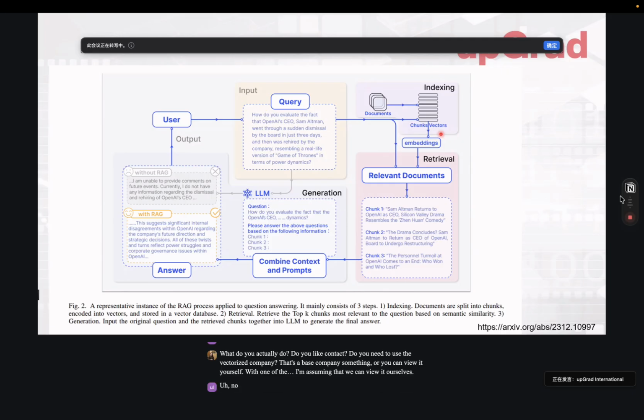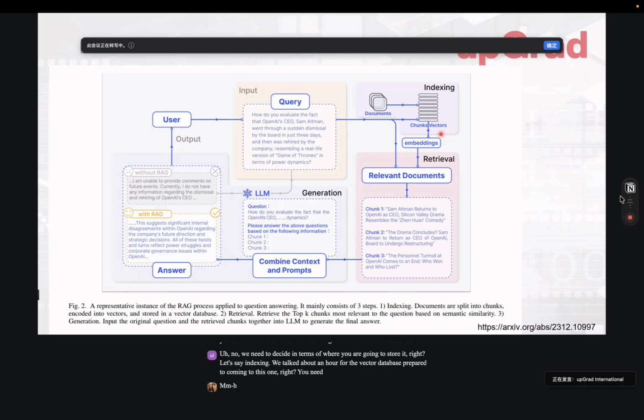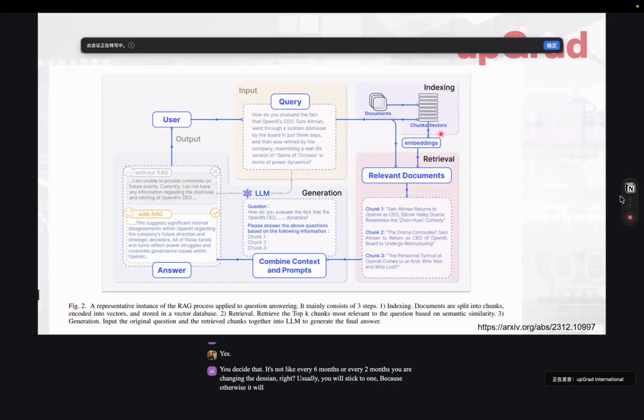No, we need to decide where you are going to store it, right? We talked for an hour about the vector database prior to coming to this one. You need to decide whether it is open source or closed source, and where you are storing it. You need to have control, right? It's not like every 6 months or every 2 months you are changing the decision. Usually you will stick to one, because otherwise it will be unnecessary rework, re-indexing and all. So once you decide, you don't need to contact the company unless you have some issues with the database. It is in your control only.